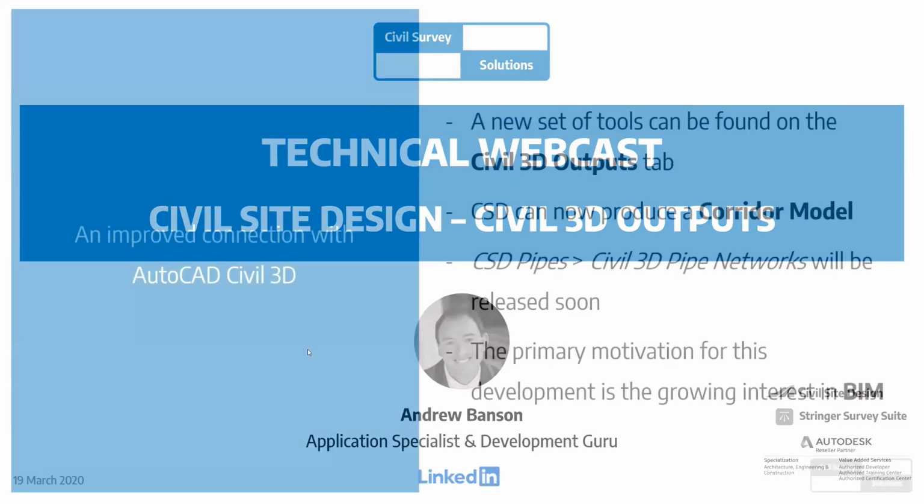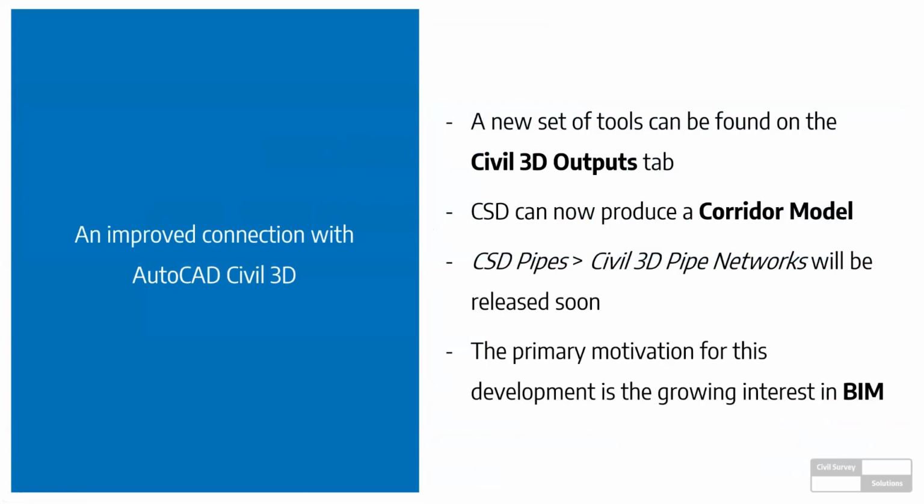Thanks, Jonathan. Okay, as I mentioned, we've been working very hard recently to build a set of tools that allow for a better connection between civil site design and Civil 3D. There are a number of reasons why we're doing this, but the primary reason is the growing interest in BIM. So when you install the latest version of civil site design, version 20.3, there will be a new tab named Civil 3D Outputs with a bunch of new commands and some existing commands as well.